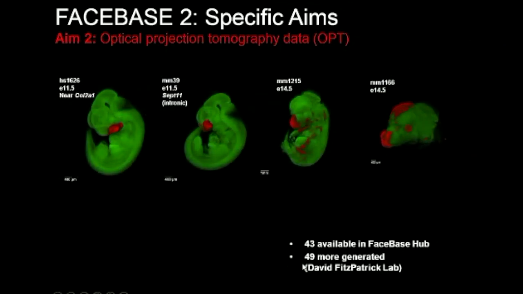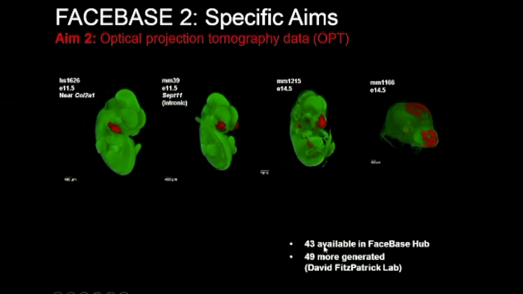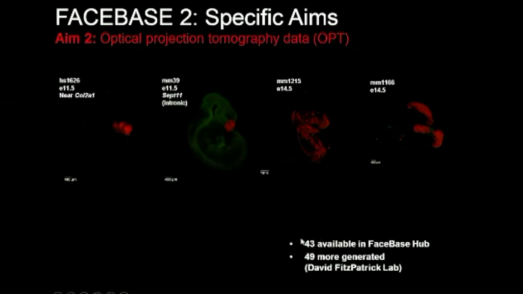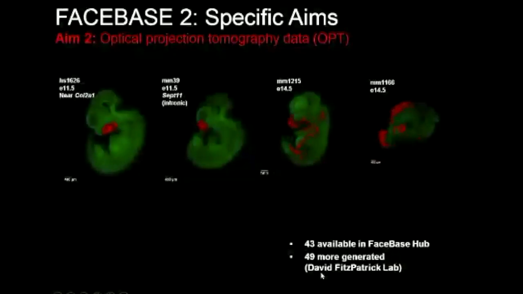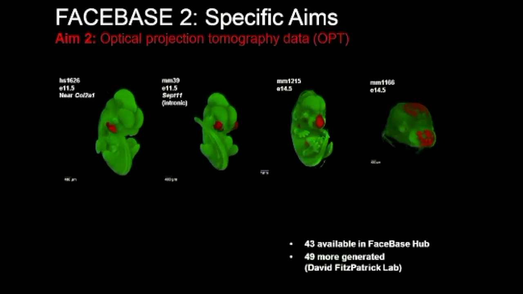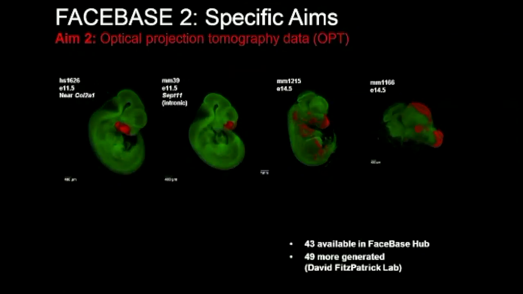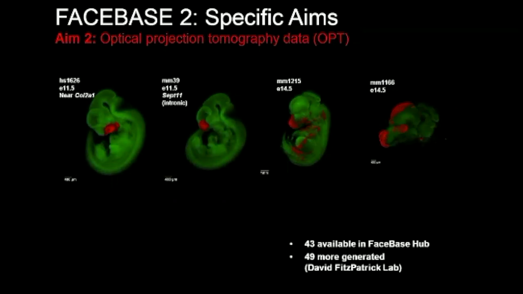When you go to the FaceBase hub, you can currently find 43 OPT data sets. These are mostly older data sets. We're currently working with the hub to get these new data sets integrated, and we may discuss this later on in this meeting. Then hopefully the OPT viewer will be able to accommodate these, including the red and green color images, soon.